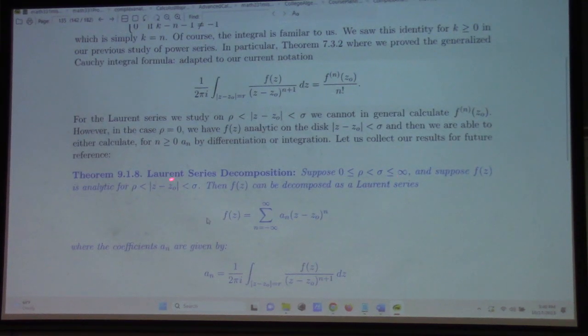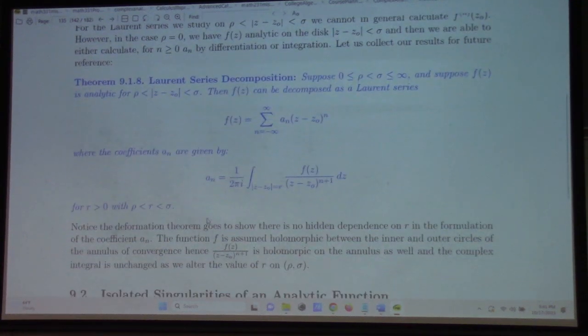If we have a function that's holomorphic on an annulus, then it can be decomposed as a Laurent series, and the meaning of the coefficients is given by the integral of the function divided by (z minus z naught) to the n plus 1 around a circle in there. In the special case that the function is actually holomorphic at the center point, we can also say that this is equal to the nth derivative at z0 divided by n factorial. And that, of course, is exactly Cauchy's generalized integral formula.